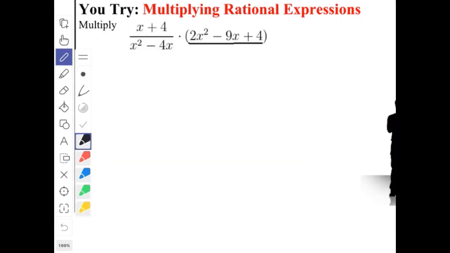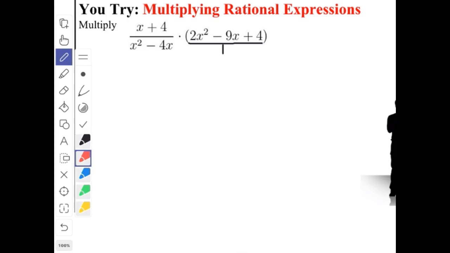So here in our problem, we have x plus 4, and then x squared minus 4x, and that's being multiplied by 2x squared minus 9x plus 4, and that would be over 1. That's the one little trick to this one. When it says multiply, just simply multiply. Our answer is going to be some sort of rational expression.